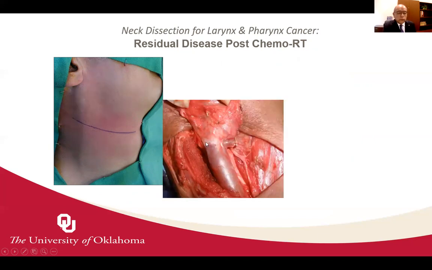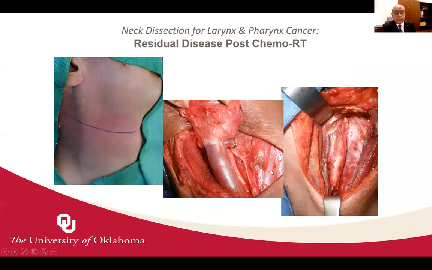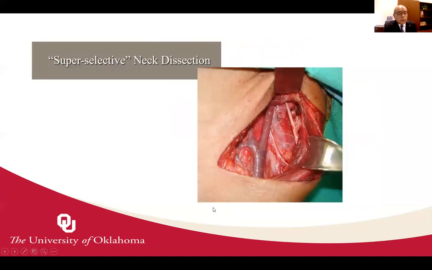And when we do these operations in this particular situation, we're always very careful at looking at the walls of the internal jugular vein, especially in proximity of the tumor. If you see this whitish discoloration, it indicates that the tumor is too close, and we don't hesitate to remove a portion of the internal jugular vein as we have done here.